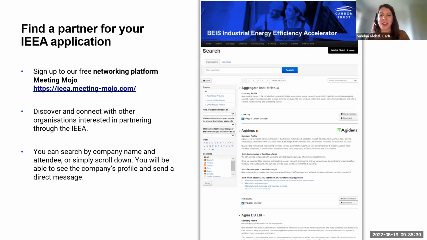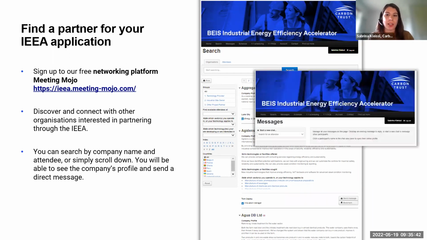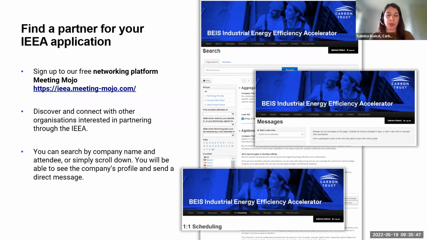Once you have registered to the platform, you will be able to go through and see all the other companies that have signed up and see if you want to contact them, which is possible through direct messages through the platform. And you can also set up one-to-one meetings with them. You will be able to mark in your calendar on the platform when you are free, so it's easier to coordinate between all of you.